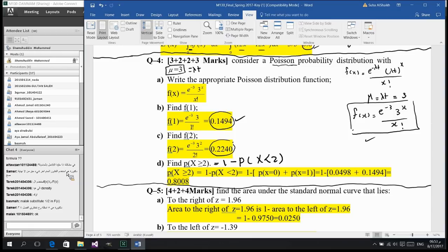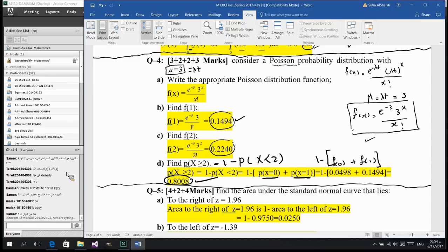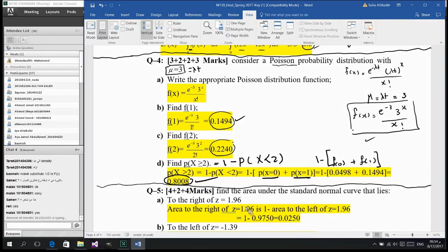So 1 minus less than 2, I have a 0 and I have the 1 only. So 1 minus probability 0, probability 1, which are f(0) and f(1). You find f(0), you find f(1), subtract them from 1, and get the result that you need here. Easy? This is an easy question. If you know the formula, it's very easy. This is chapter 5, yeah. This is a chapter 5 question.